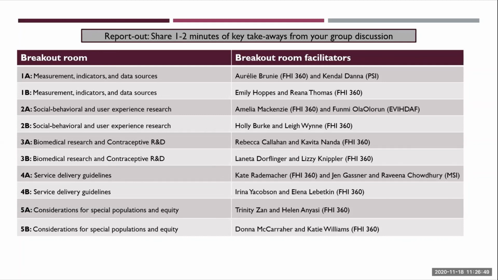So then we had two groups on considerations for special populations. Trinity and Helen, could one of you give a quick report out? Yep, this is Trinity. So our group had some fodder to begin our discussion. We were presented with several groups that are already potentially special populations. They include refugees, people living with HIV, people who are postpartum, people who are LGBTQ, and people with disabilities. And so we brainstormed some additional groups, including female sex workers, adolescents, survivors of domestic violence, as well as those who have undergone female genital cutting or female genital mutilation.